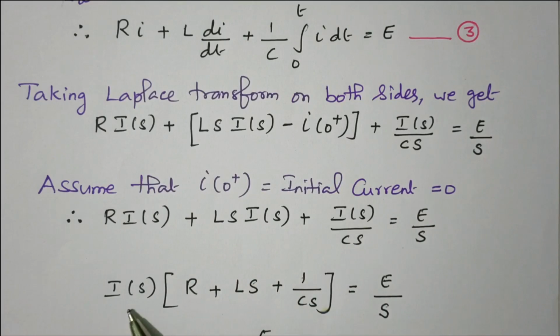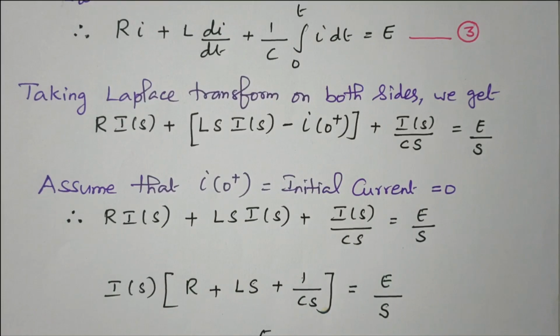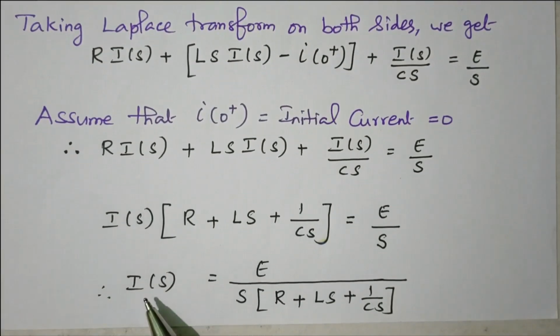Now we can take I of S common, since I of S is available in all the terms. So I of S times R plus LS plus 1 by CS equals E by S. Right. Now we bring this term into the denominator so that we are able to find the expression for I of S. So I of S equals E by S, already there, divided by R plus LS plus 1 by CS. Right. So now we got the expression for the current I of S.